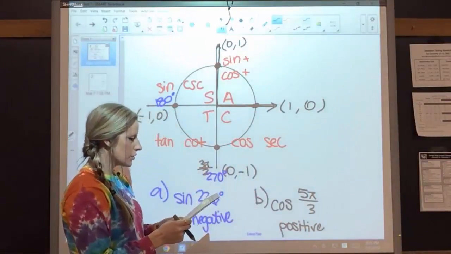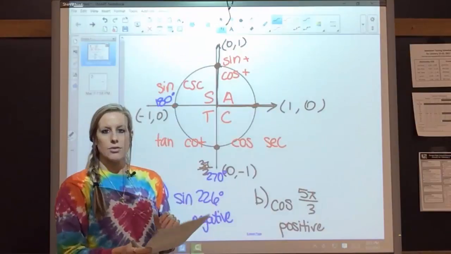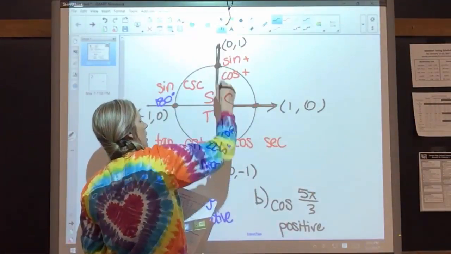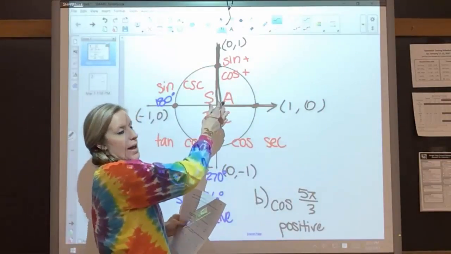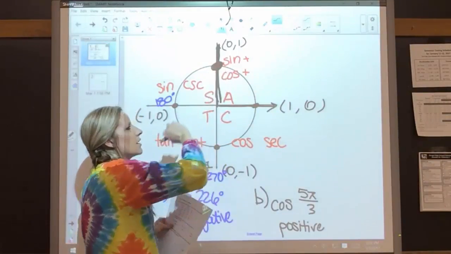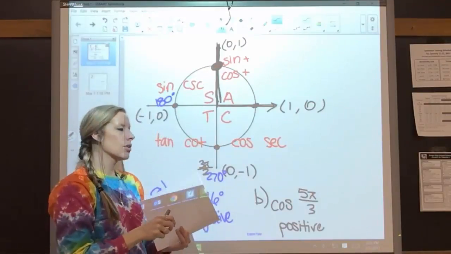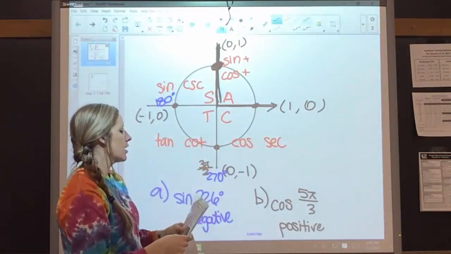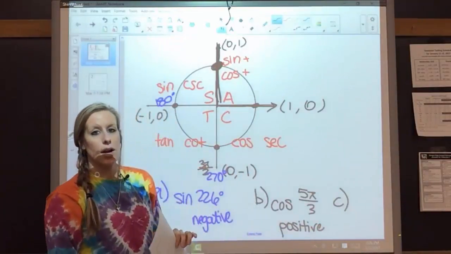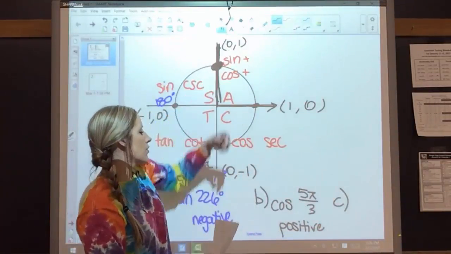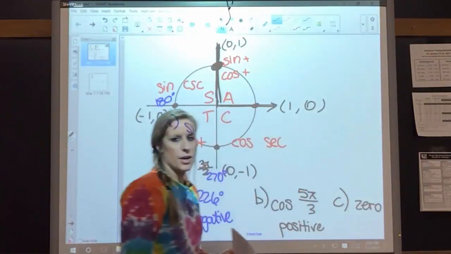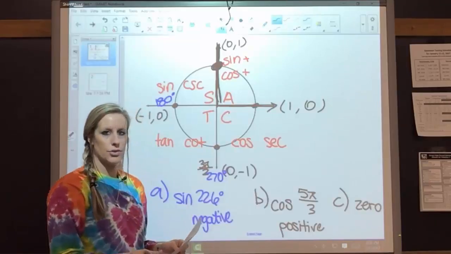The last one, cosine of pi over 2. Pi over 2 is 90 degrees. So we're talking about this positive y-axis here. So at this point, would your cosine be positive, negative, or zero? Okay, and your cosine is x over r, right? So 0 over 1 is 0. And we talked about that yesterday, if you need to review that video.